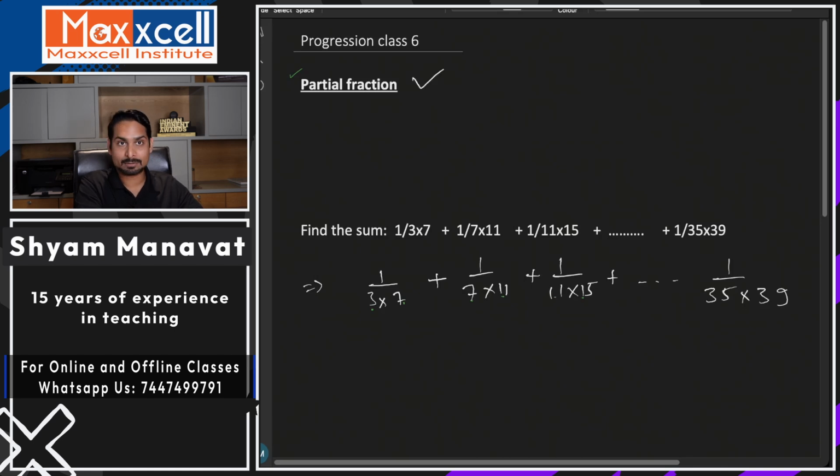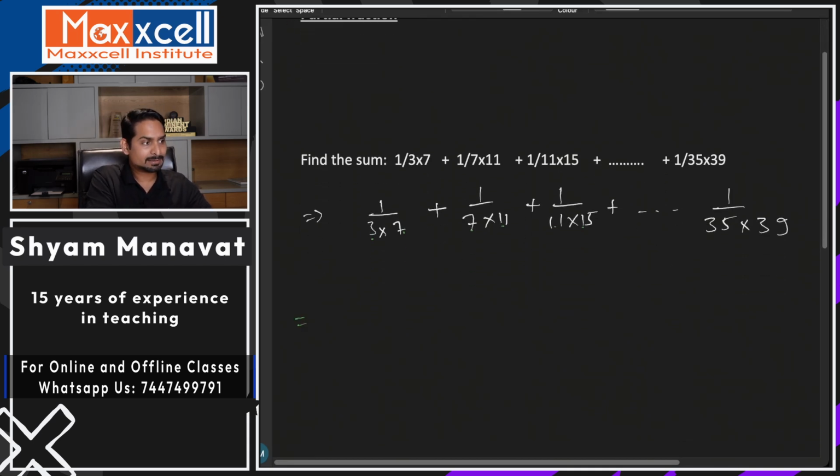What is the partial fraction concept? Let me show you by taking the example of this particular question. Partial fraction means we take this fraction and divide it into two different terms. So this is one term right now, and we write it as two terms, like this: 1 upon 3 minus 1 upon 7. Done.